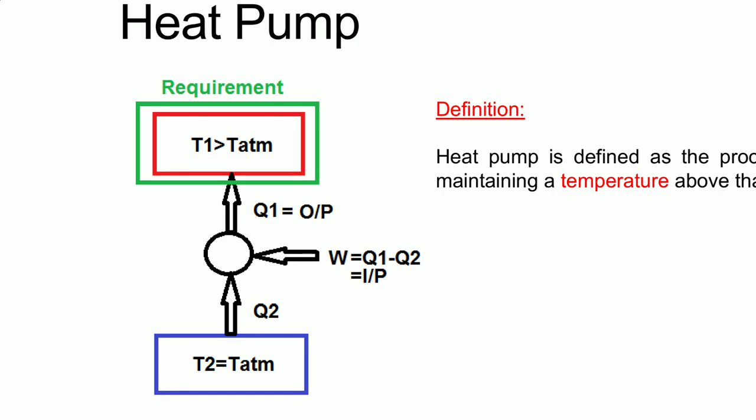Here Q2 amount of heat is absorbed from the atmosphere and that will be transferred to the room. And while doing so, to transfer heat from low temperature to high temperature, we need some external work, so that we call it W. So from this block diagram, W is the input to the heat pump and Q1 is the output.